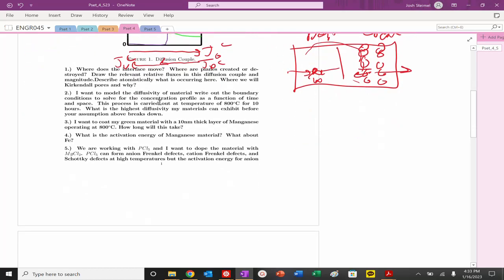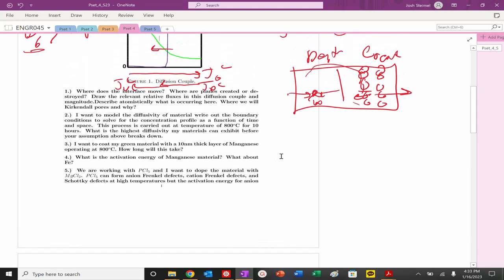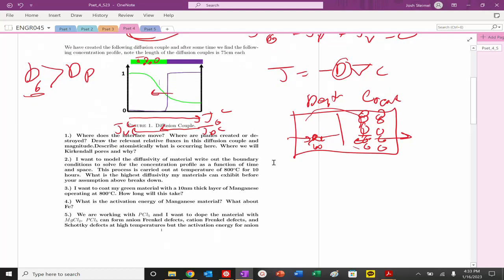Excellent. I want to model the diffusivity of materials, write out the boundary conditions, and solve for the concentration profile as a function of time and space. So we're going to look at Fick's second law, D grad squared C, which we can reduce, for a 1D problem, to D d squared C dx squared. This is our PDE. We want to turn it into an ODE.